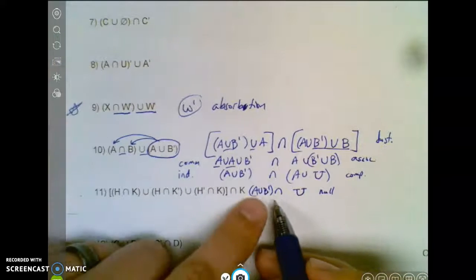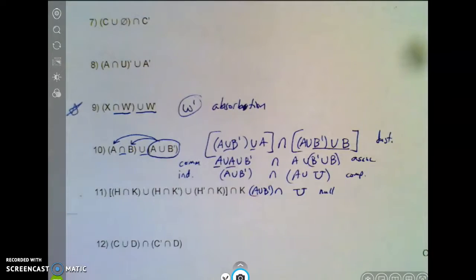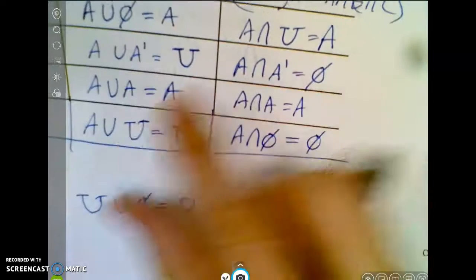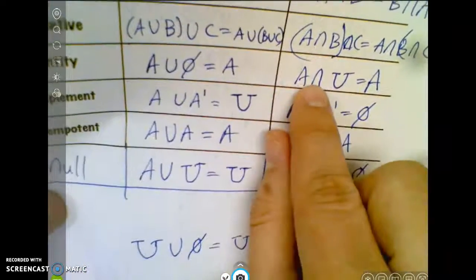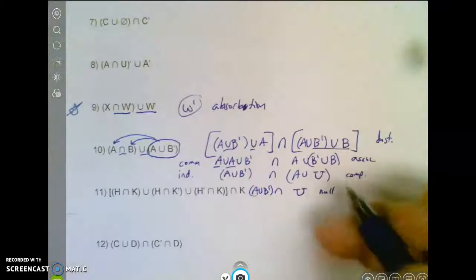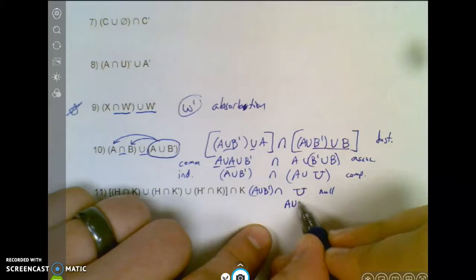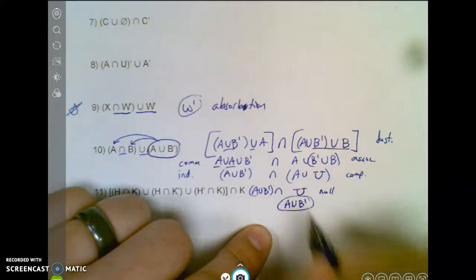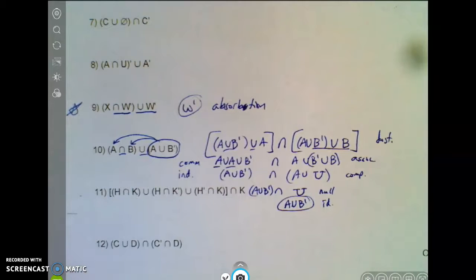And then at the end, what happens? Where does this guy intersect with the universe? Here's an intersect with the universe, called the identity property. A intersects with the universe at A. So this guy intersects with the universe at A union B naught. And that is the identity property. Crazy, huh? That was a hard one.